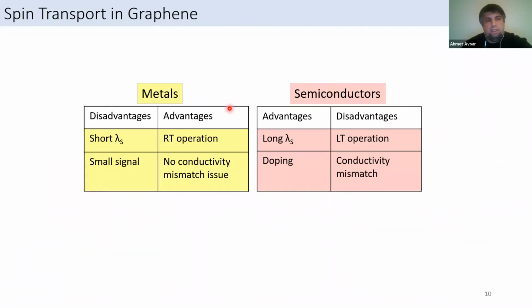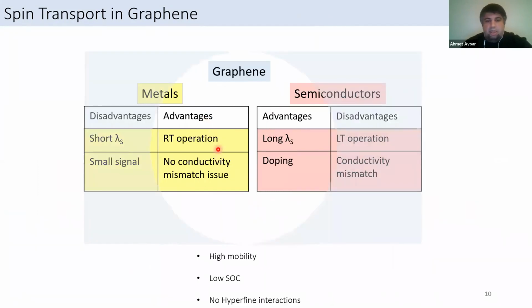Okay, so here I listed the metals and also the semiconductors, and you can see that they both have advantages. In the case of graphene, the idea was that it was almost inheriting the advantages of both metals and semiconductors. Because of the very high electronic charge mobilities in graphene, and carbon being a very light atom, the spin-orbit coupling is very small and there is almost no hyperfine interaction. So all of these translated into an expectation of very long spin relaxation lengths.